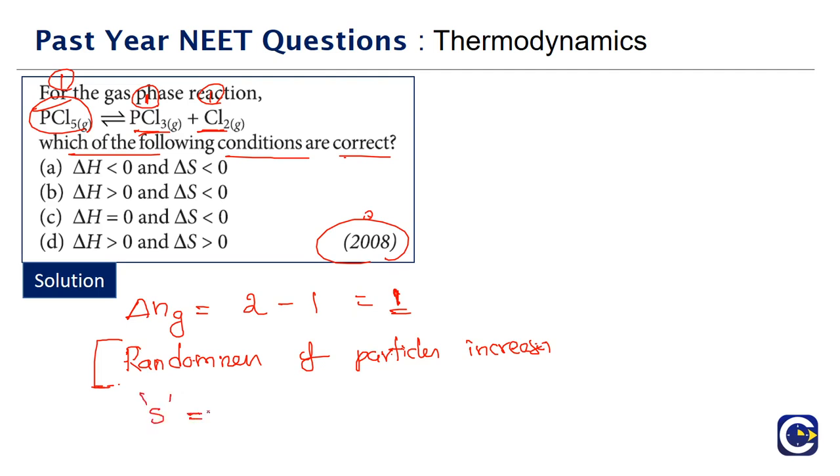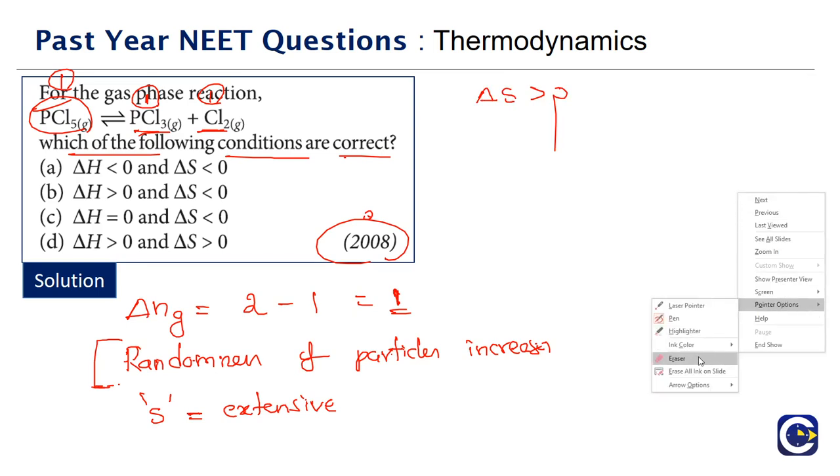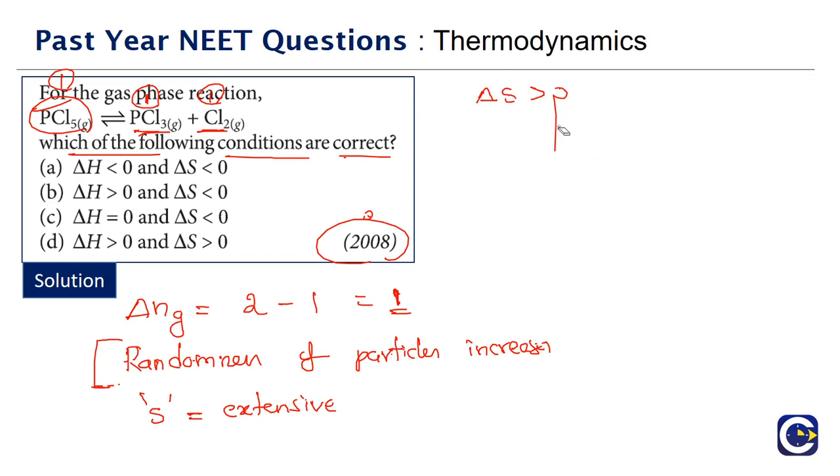Entropy is an extensive property, meaning it depends upon the number of gas particles. More gas particles means more entropy. So as the reaction is progressing, the entropy will be increasing, which means delta S will be positive. Now if you look at these options, there is only one option where we have delta S positive.